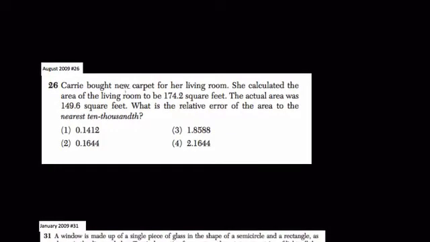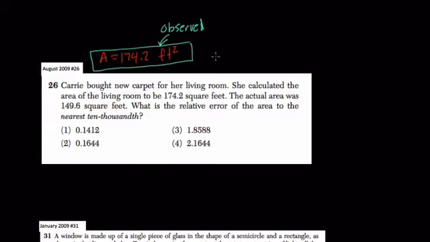Okay, so Carrie bought new carpet for her living room. She calculated the area of the living room to be 174.2 square feet. So that's the area. The actual area was, let me write this down. That means that this is her observed value. That's her measurement, right? But the actual value is different. The actual area equals 149.6 square feet.